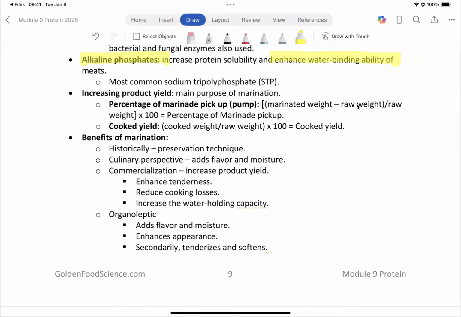You probably should know the formula. You probably already know it. The percentage of marinade pickup: the marinated weight minus the raw weight, divided by the raw weight, times 100, is your percentage of pickup.